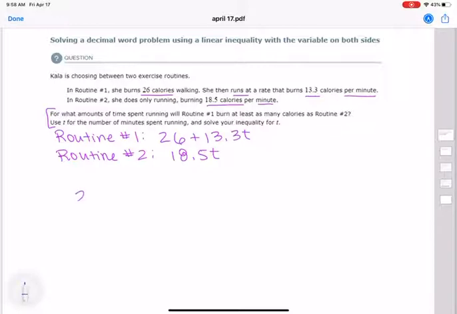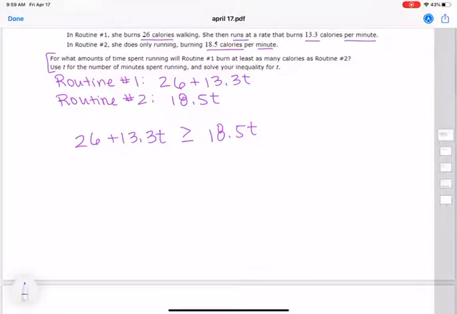Okay, so let's put these next to each other. I want to know when the one on the left is the same or more. The or more would be greater than, or if it was the same, it would be greater than or equal to. So this will show us how many minutes spent running that routine number one will burn at least as many as routine number two, because it's going to be that amount or more. Now we just solve for T.